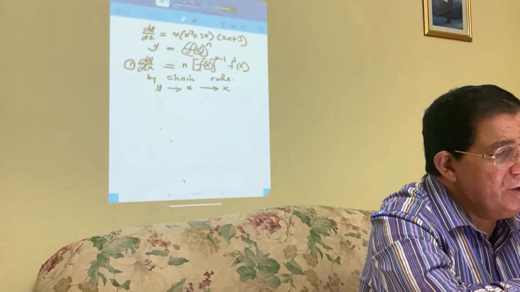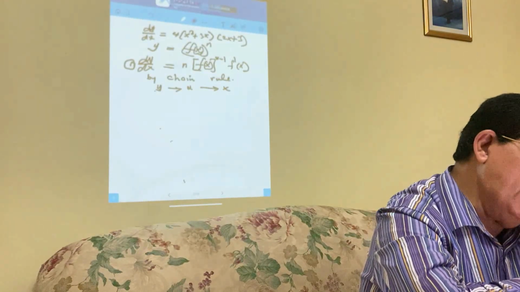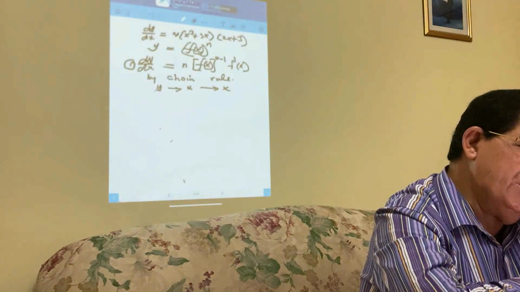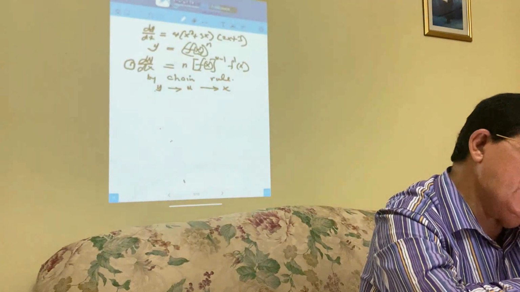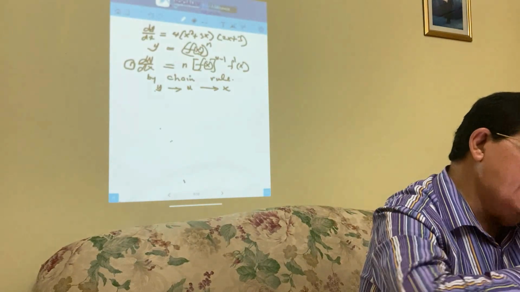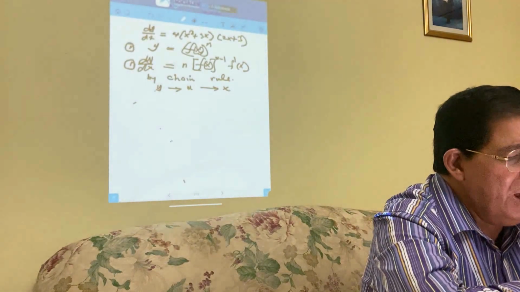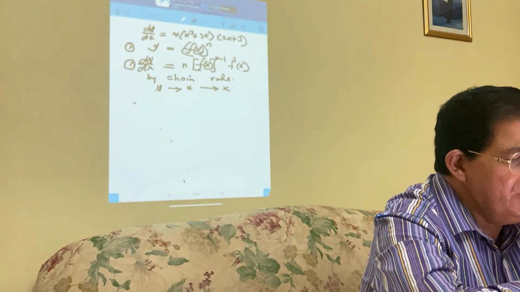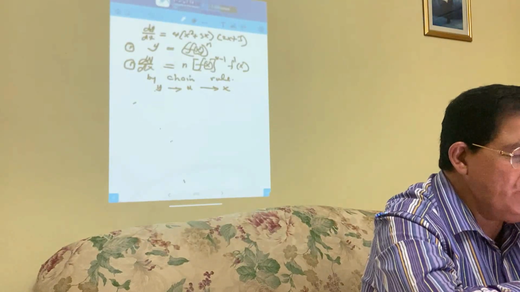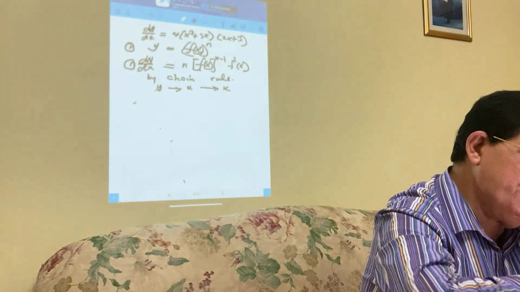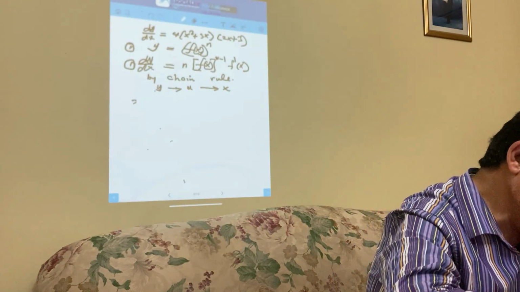The first 3 rules, I call them the basic rules, but this is really rule number 1. Rule number 1: if we have y equal f of x power n, then dy by dx equal n f of x power n minus 1 times f dash x.